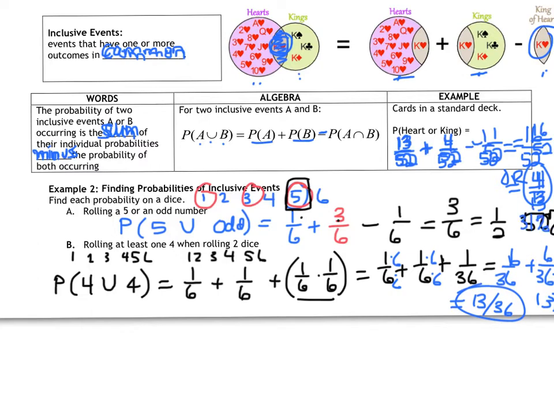Now let's try to roll a dice and get a 5, or an odd number. Well, here are all the possibilities when we roll a dice.